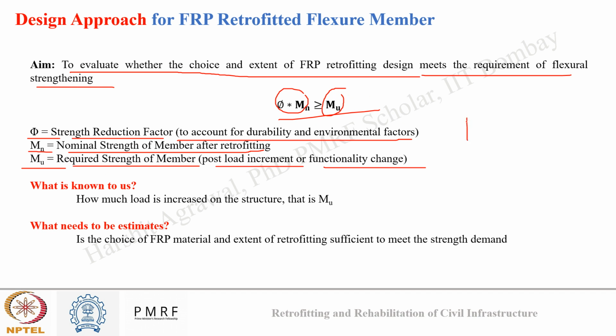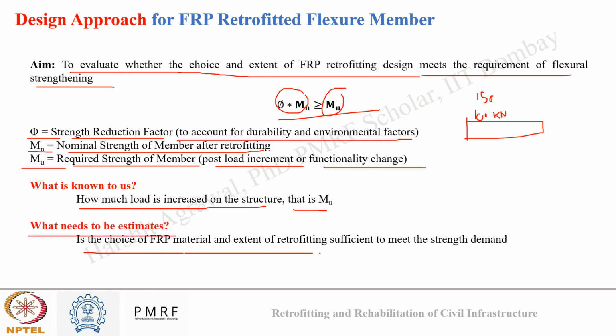So suppose I have a beam. Initially it was supporting 100 kilonewton of load. Now I want to strengthen the beam till 150 kilonewton. So my 150 kilonewton will be my Mu, the required strength of the member. Okay, so what is known to us? We know how much load is increased on the structure, that is Mu. And what needs to be estimated? Whether the choice of FRP material and the extent of retrofitting is sufficient to meet the strength demand or not.